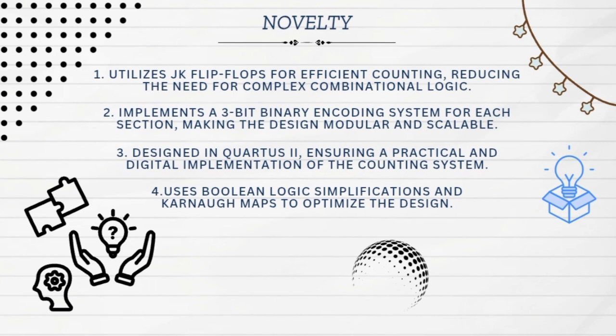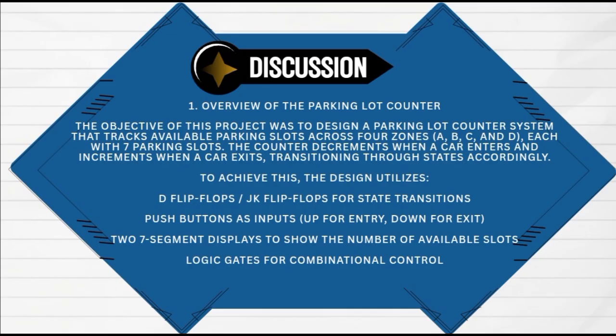First, utilizes JK flip-flops for efficient counting, reducing the need for complex combinational logic. Second, implements a 3-bit binary encoding system for each section, making the design modular and scalable. Third, designed in Cortex-2, ensuring a practical and digital implementation of the counting system. Fourth, uses Boolean logic simplification and Karnaugh map to optimize the design.